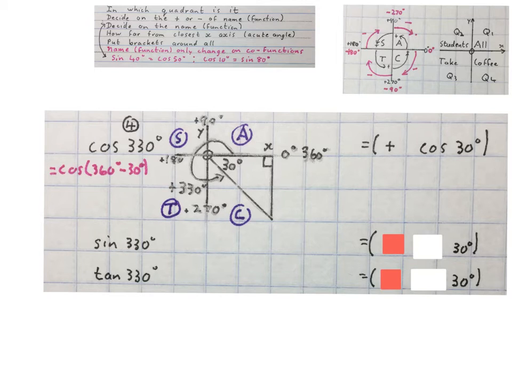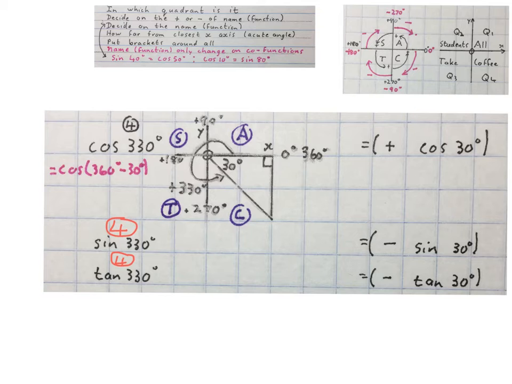Now sine 330 and tan 330, they are in the fourth quadrant. The acute angle will still be 30 degrees. They're both negative in that quadrant. We have to write it. We decide on the name. We decide to keep the names.